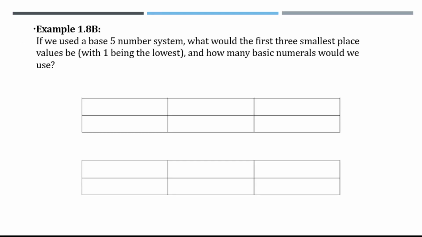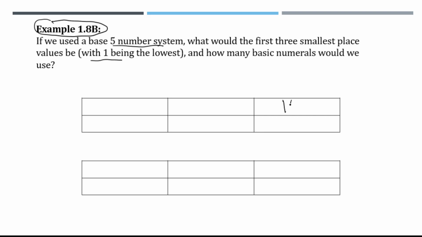So here's 1.8b, and you'll be responsible for providing the answer in your homework that you photograph. Okay, so if we used a base 5 number system, what would be the first 3 smallest place values, with 1 being the lowest? Okay, so let's look at base 10.